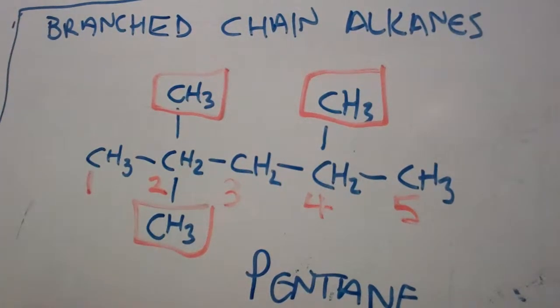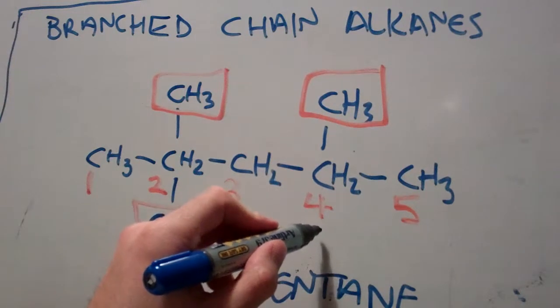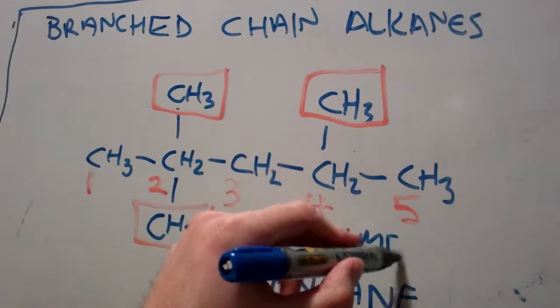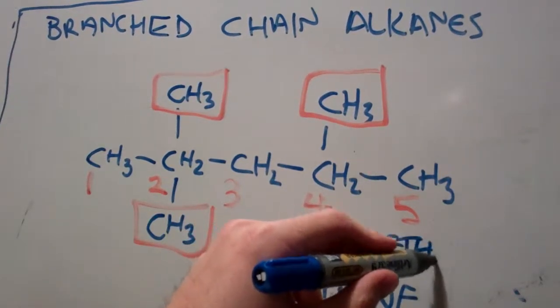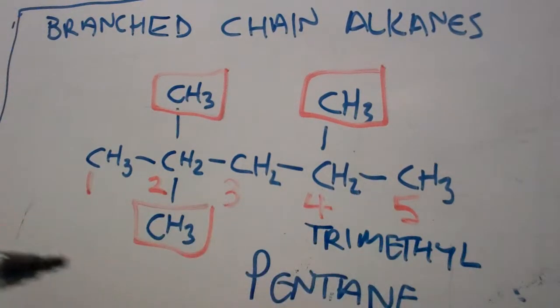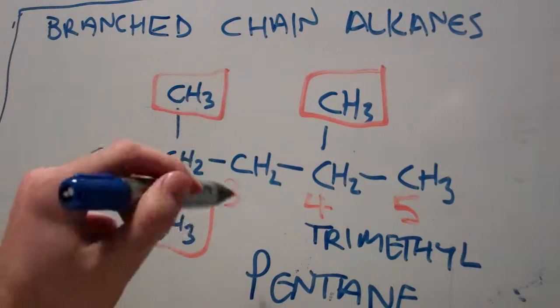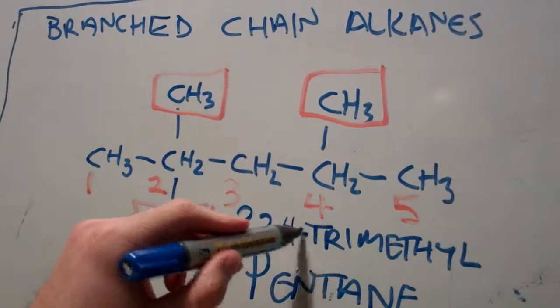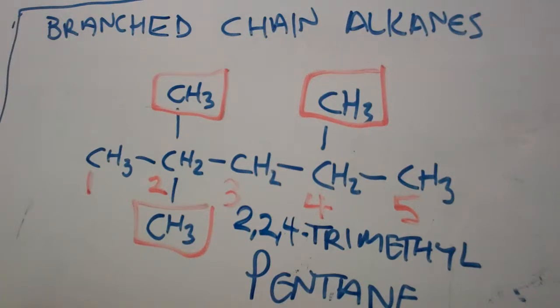So this is still methyl, but because there are 3 of them, we need to call it trimethyl. If there were 2, it would be dimethyl. If there were 4, it would be tetramethyl. There's 3, so we call it tri, and we just need to note what number carbon they're attached to. So we've got a 2, a 2, and a 4. So this is named 2,2,4-trimethylpentane.